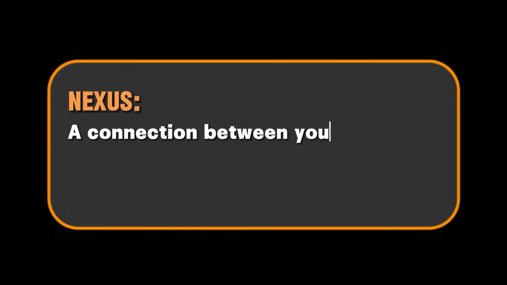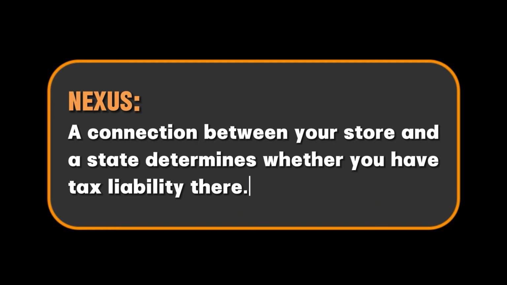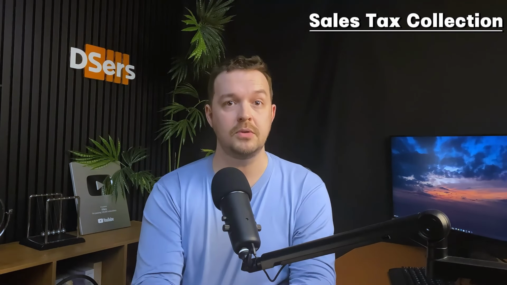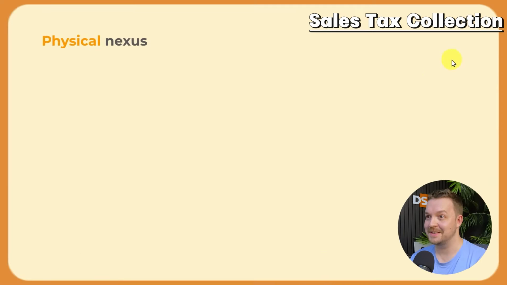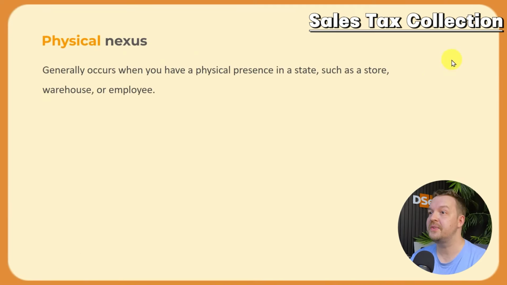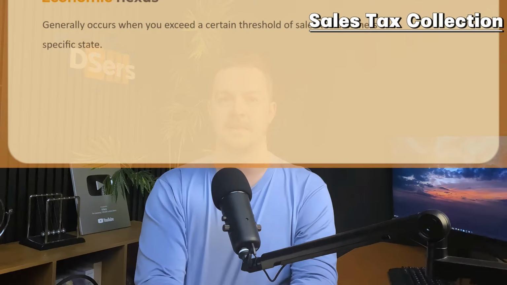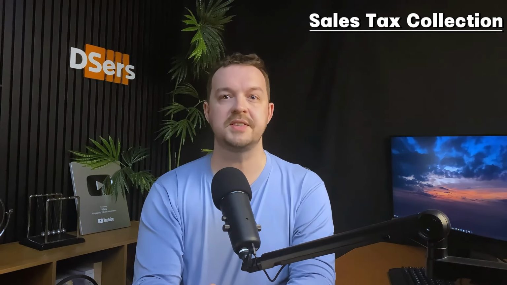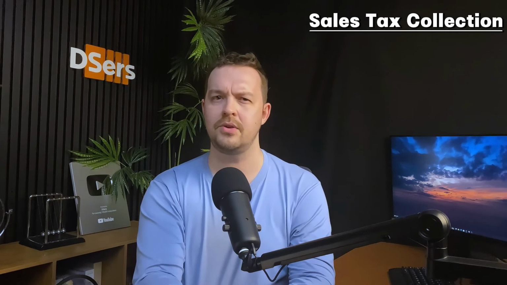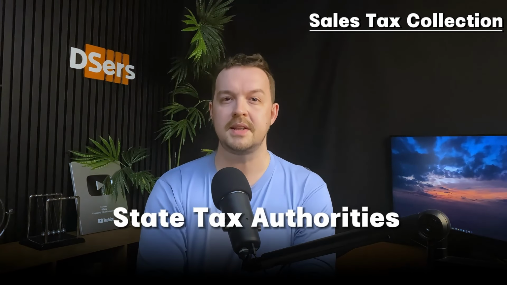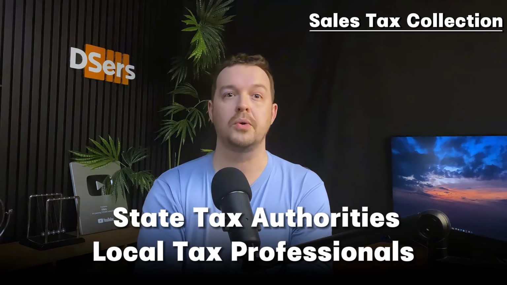It's a connection between your store and a state. It determines whether you potentially have tax liability there. Nexus can be physical or economic. Physical nexus generally occurs when you have a physical presence in a state, such as a store, warehouse, or employee. An economic nexus occurs when you exceed a certain threshold of sales to customers in a specific state. If you're not sure whether your activities count as having physical nexus or economic nexus, then consult with a state tax authority or a local tax professional.